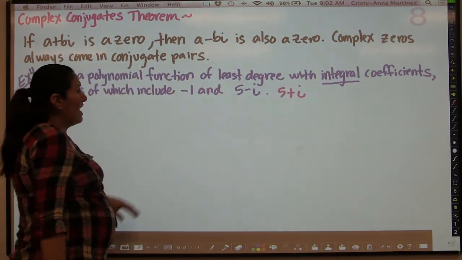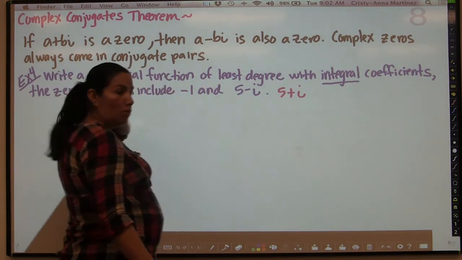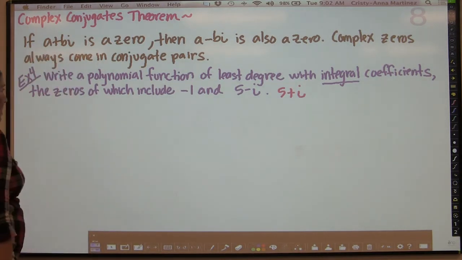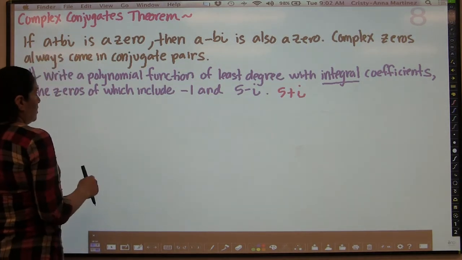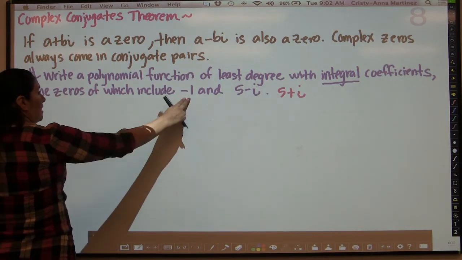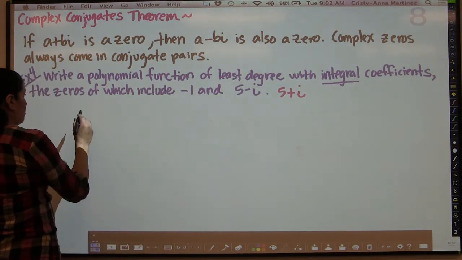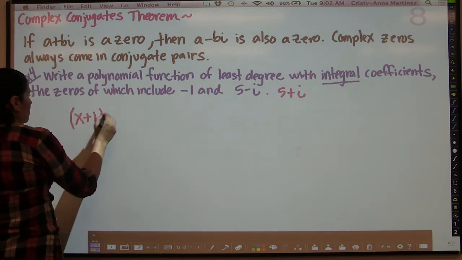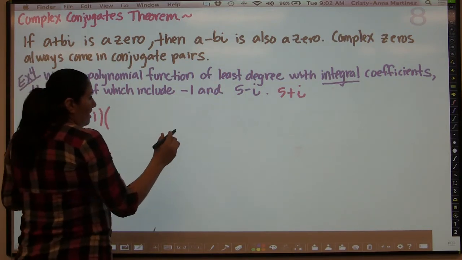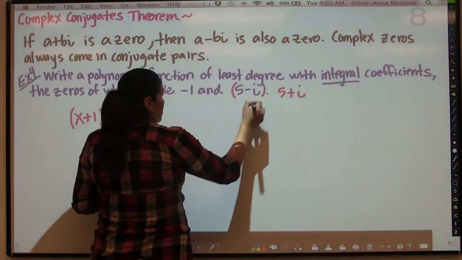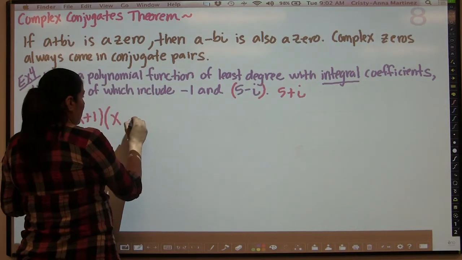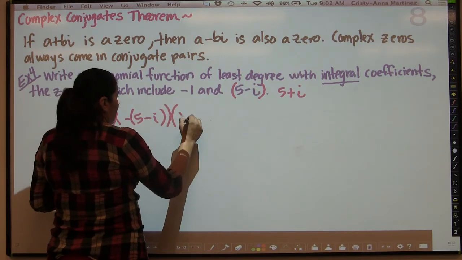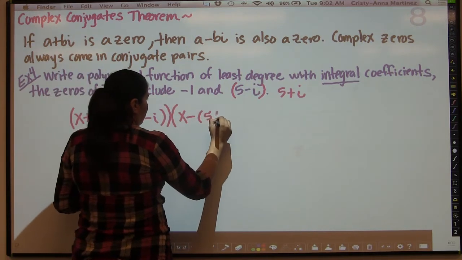And that means that when they ask us for a function of least degree, we're going to need a function that has x to the third power. That's going to be the least degree. So we kind of already know how to do this. You take each of the zeros and make it into a factor, so the -1 becomes x plus 1. And then we're going to keep these numbers together and say x minus (5 minus i) and x minus (5 plus i).